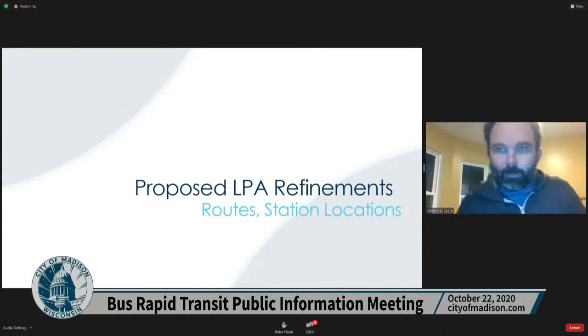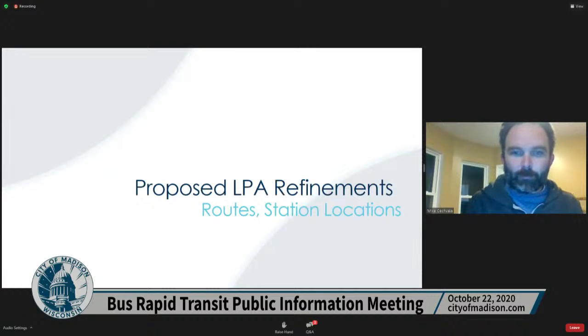Okay. Again, thanks everybody for coming. So the proposed LPA refinements to the routes and station locations. Again, LPA refers to locally preferred alternative. It's the general description of the route and mode and type of running way that we're planning to build. So you'll hear that again throughout the presentation.